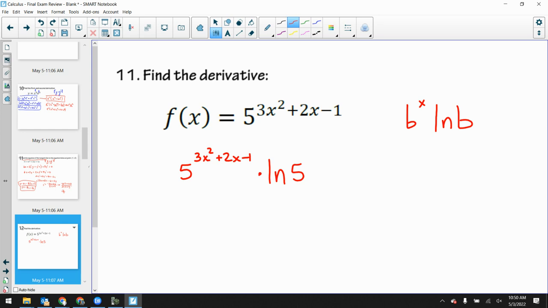But wait, there's more. Why? What do I have to do, Riggs? Chain rule. The chain rule. I have to do the chain rule because there is a function within the exponent, right? Function within another function. So I peel back the layer of the 5 to the, then I can get at the 3x squared plus 2x minus 1. So that means 6x plus 2. And that's my answer.